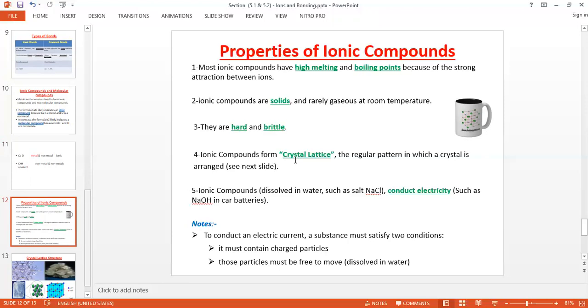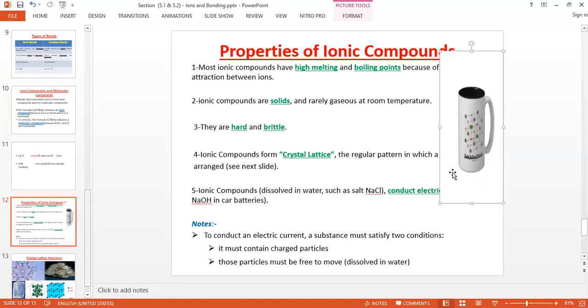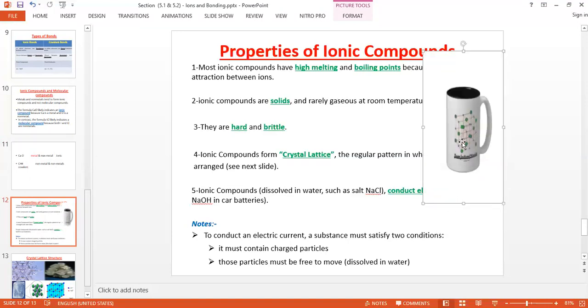Ionic compounds have a very remarkable property, which is the crystal lattice. You can see on this figure that there is a definite pattern of arranged elements. For example, you can maximize this photo. Here, you can see a cube of crystals of atoms. This arrangement of atoms in a certain regular pattern is called a crystal lattice.